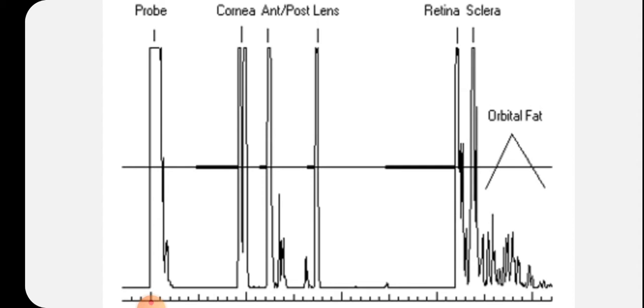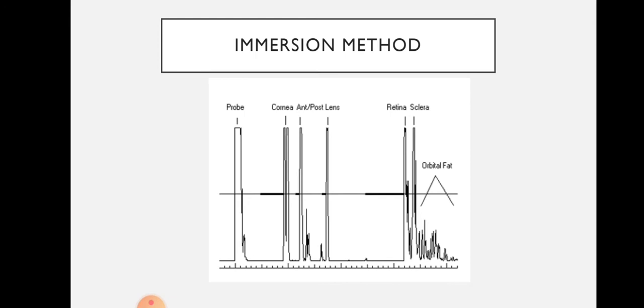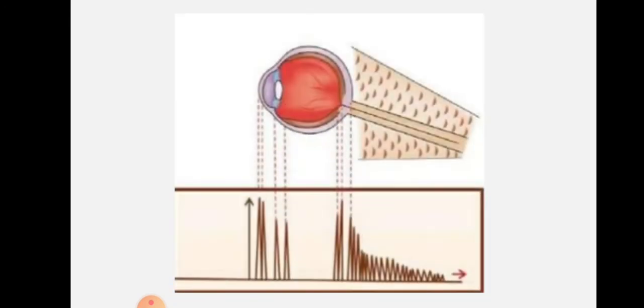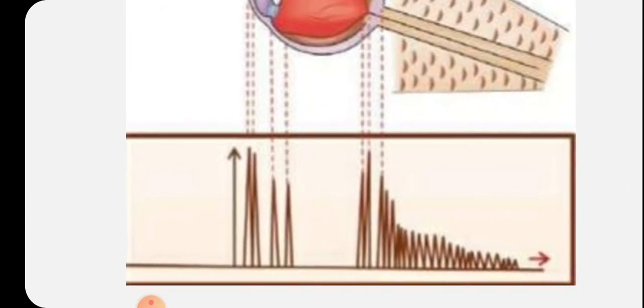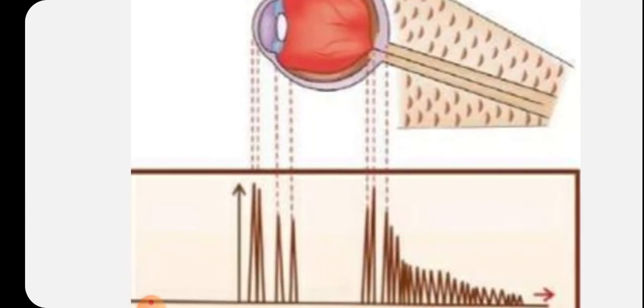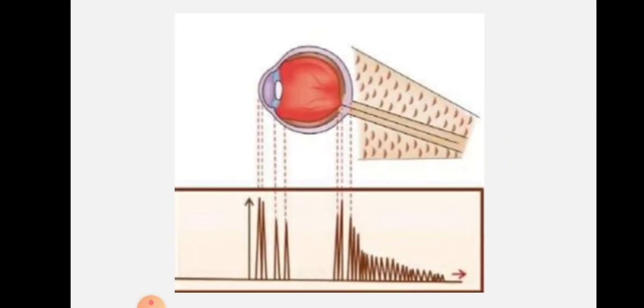After that, the lens also has two spikes, lens anterior and lens posterior, and after that retina, choroid, and sclera, which have several spikes. So this is the report of the immersion method. Now you can see similar pictures to what I showed earlier, that the orientation of the spikes depends on the ocular structure.